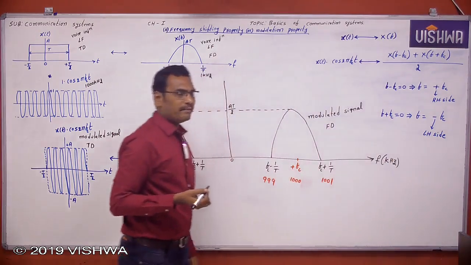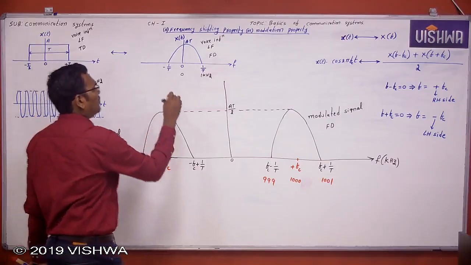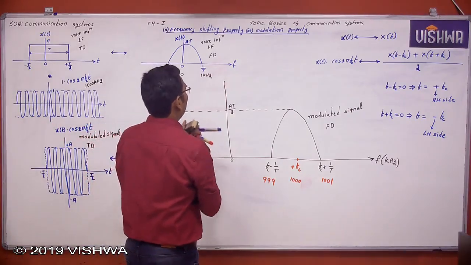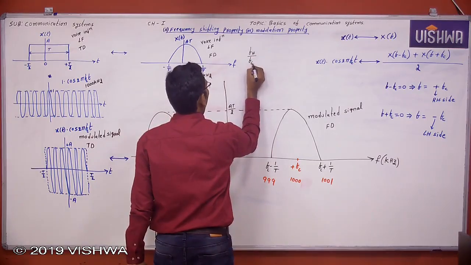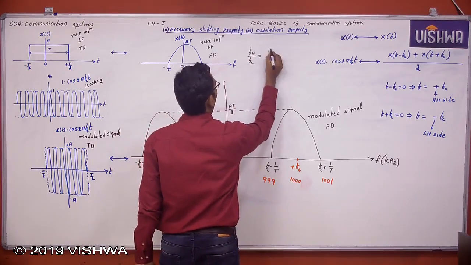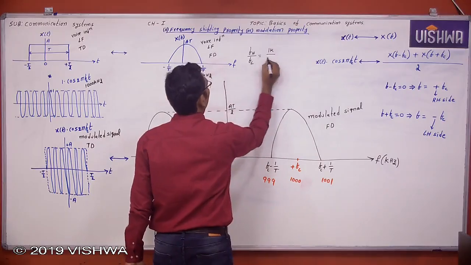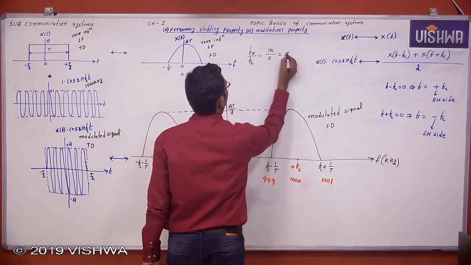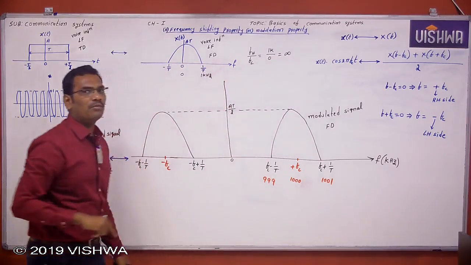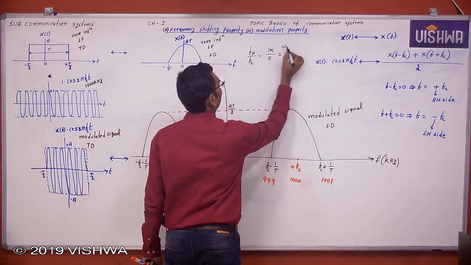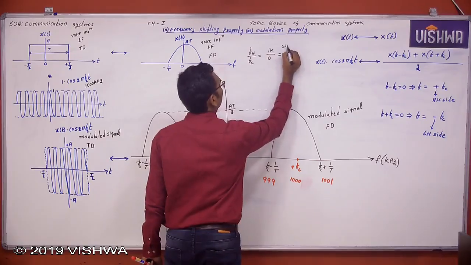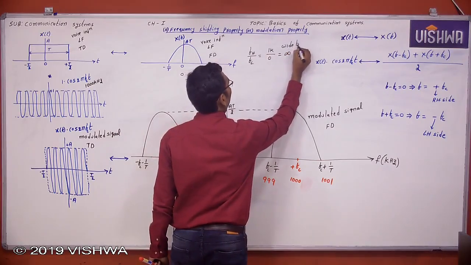Now what is FH by FL? Before modulation, FH is 1 kilo, FL is 0. Something by 0 is infinity. This is infinite, which means a wide band signal.